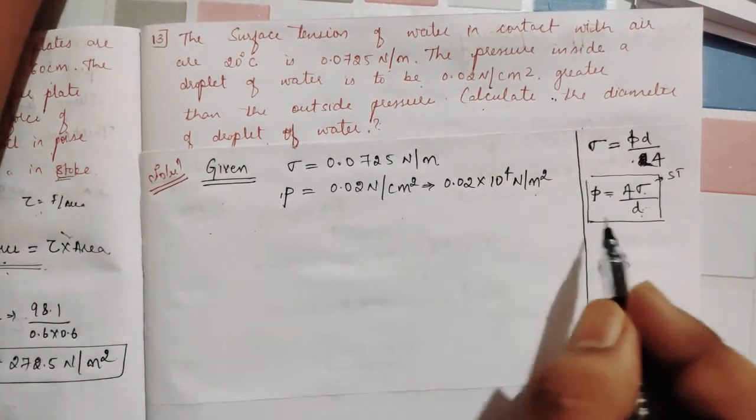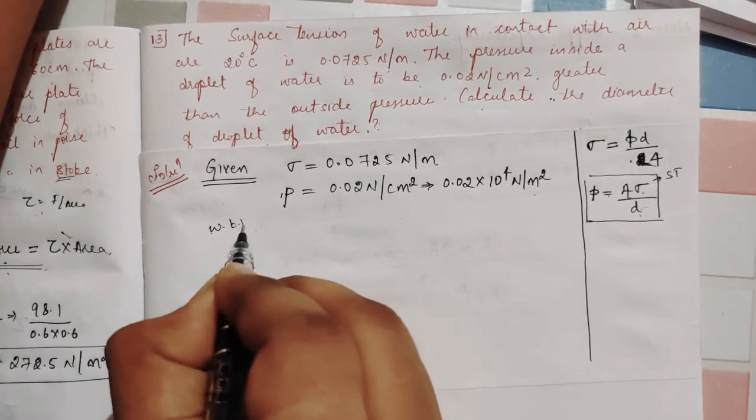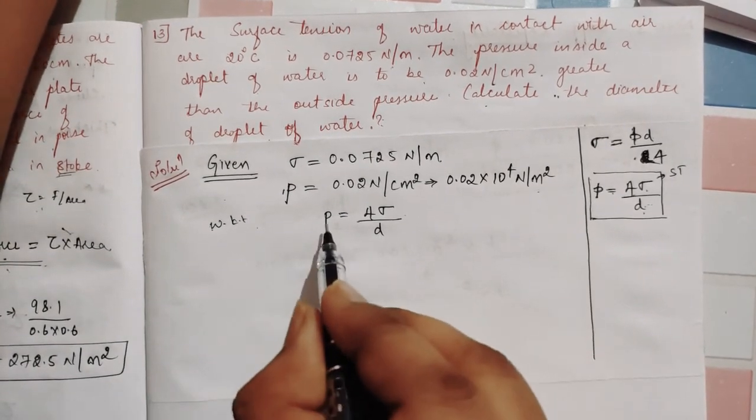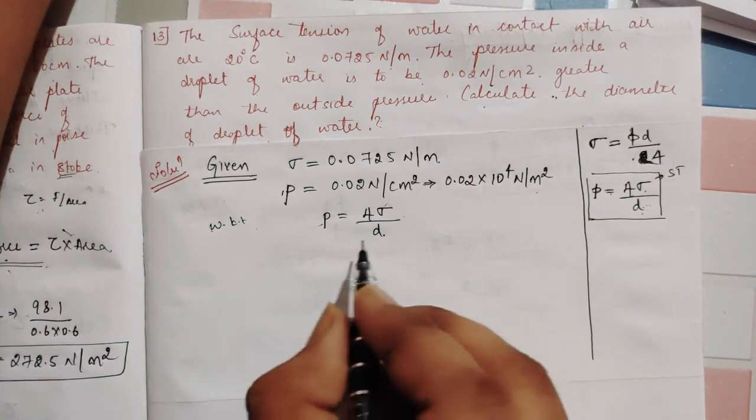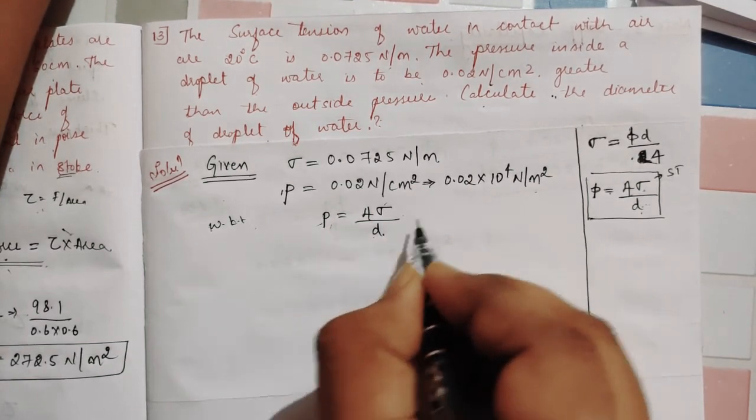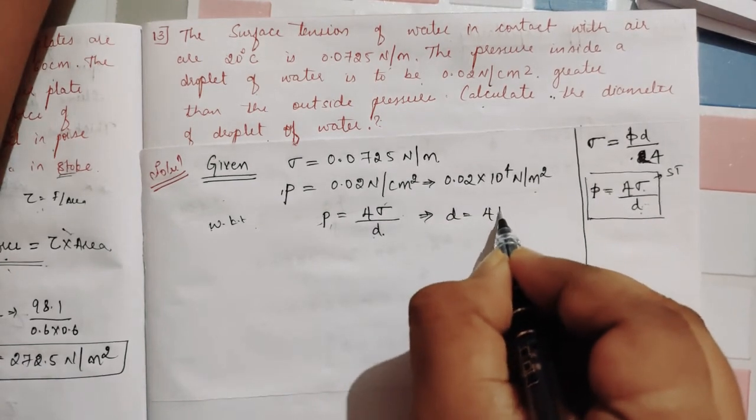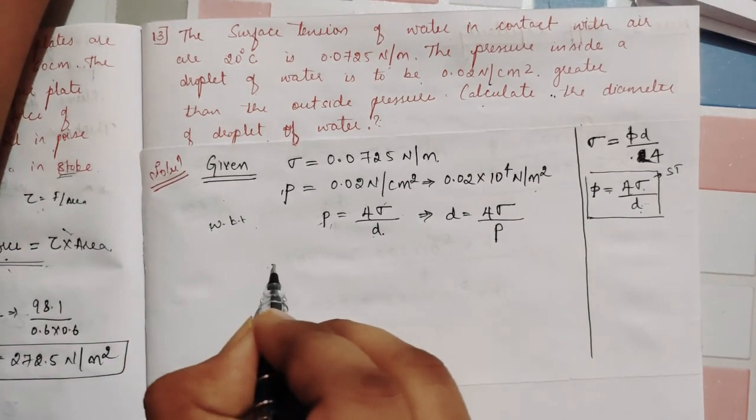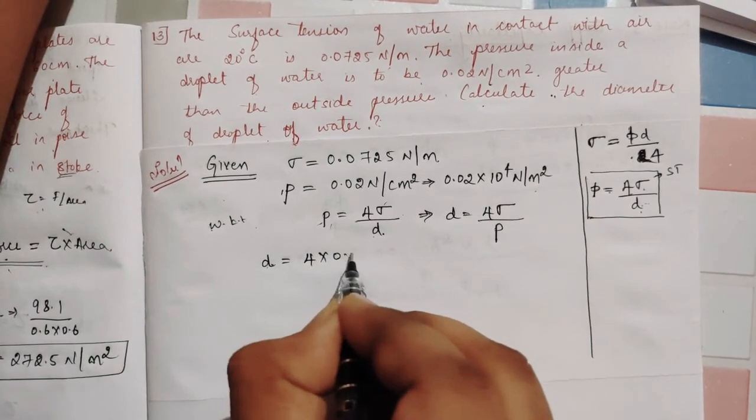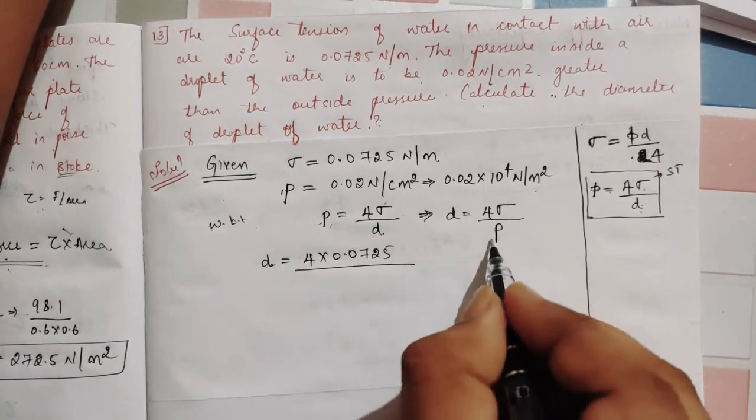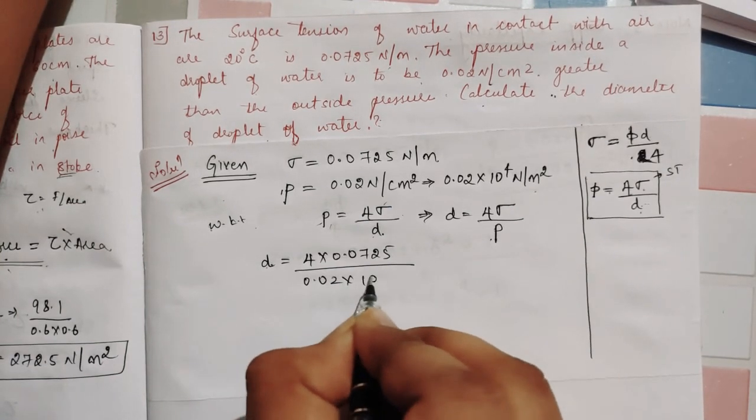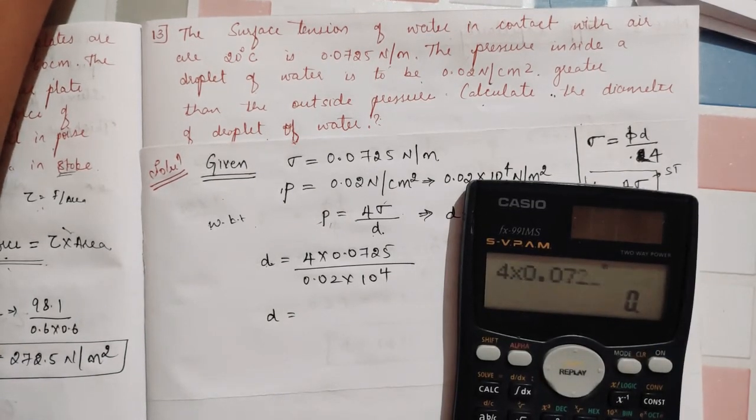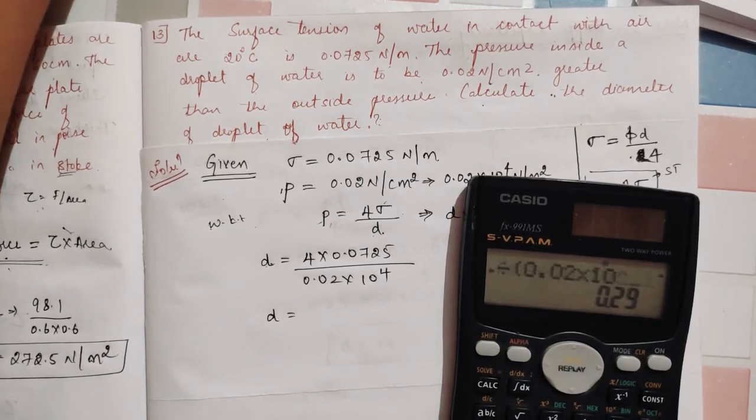Now what formula do I know? We know that this pressure P is equal to 4 sigma by D. We have the value of this, and we have to find D. So I'll send this D to this side. This implies D is equal to 4 sigma by P. So D is equal to 4 into 0.0725 divided by P, which is 0.02 into 10 power 4.